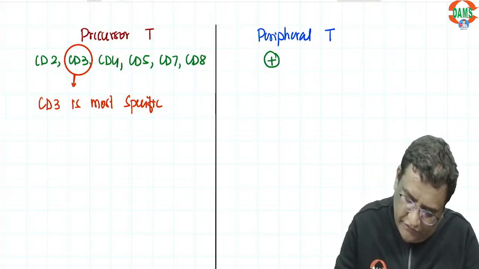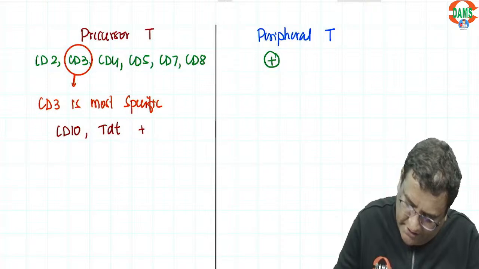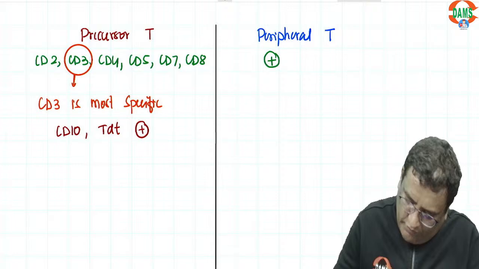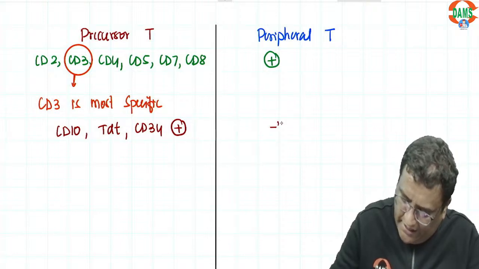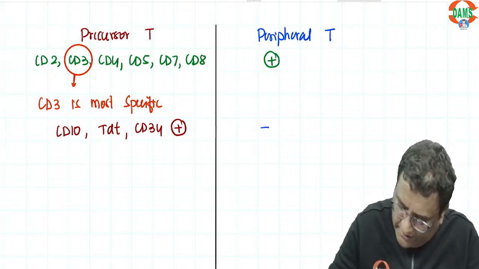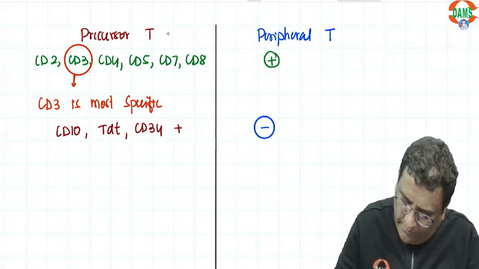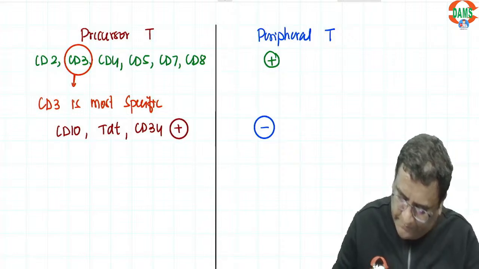Next, the markers of precursor. Let me talk in precursor. It will be positive for CD10, TDT. CD10 and TDT are positive in precursor. And one more I'll write here only, CD34. All these three are positive in precursor T. They are negative in peripheral T. So an important point, they are negative in peripheral T. They are positive in precursor, but negative in peripheral T.